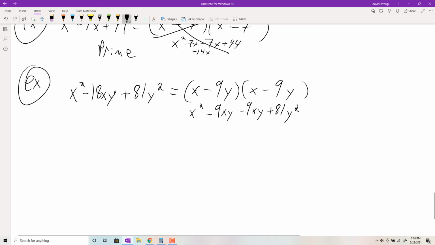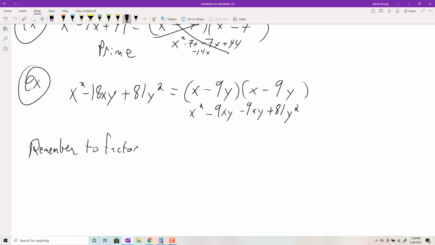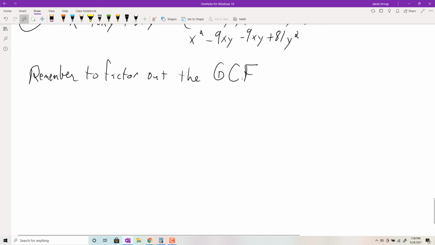Okay, again, what's the golden rule? GCFs. So remember to factor, I'm sorry, my handwriting isn't all that great. Factor out, hopefully you can read it, the GCF, if possible, right? So let's look at some of those.